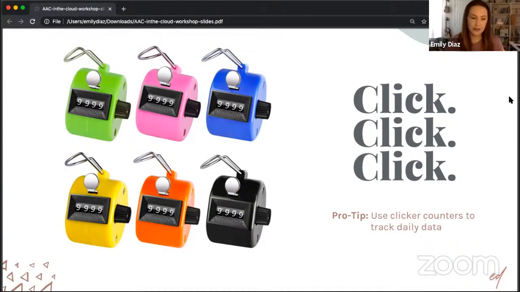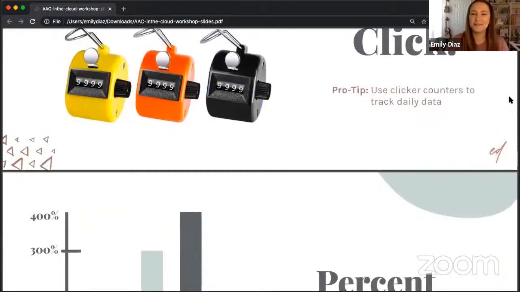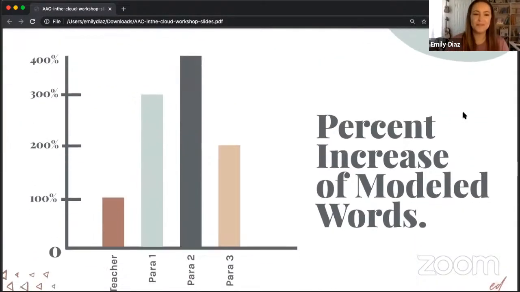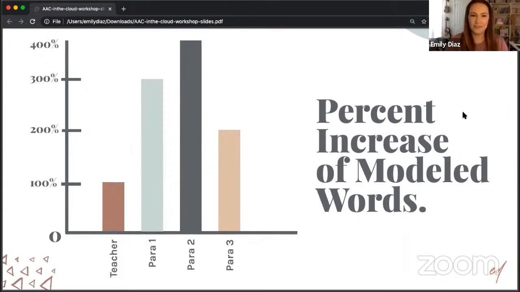Now I want to share with you some data from one of the middle school self-contained classrooms that I work in and show you what this looks like. Does it actually work? It's essentially what I'm trying to say. So let me explain this graph to you here.